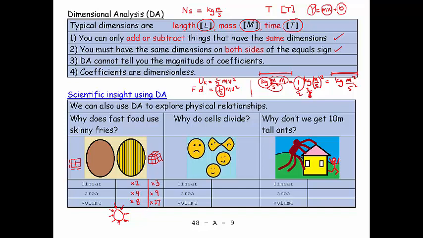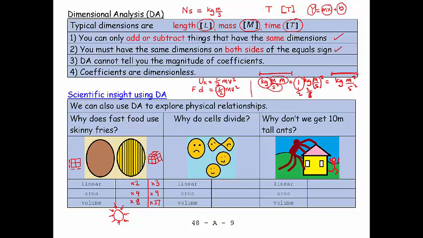So by using skinny fries, food technologists realized they could cook potatoes very quickly. Same thing goes for cells, actually. If a cell is such a useful biological system, why don't we find cells just rolling around the streets like basketballs? I mean, if it's a good system, then why not have that?